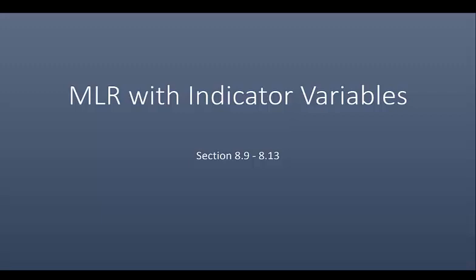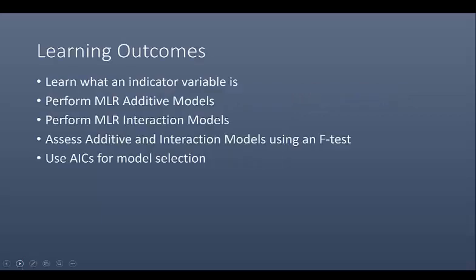This video is designed as an overview of sections 8.9 through 8.13 in the textbook. We're going to look at adding categorical variables to multiple linear regression models. Throughout this video, we will learn what an indicator variable is, perform multiple linear regression with additive models and interaction models. We'll also assess additive and interaction models using an F-test and use AICs for model selection.